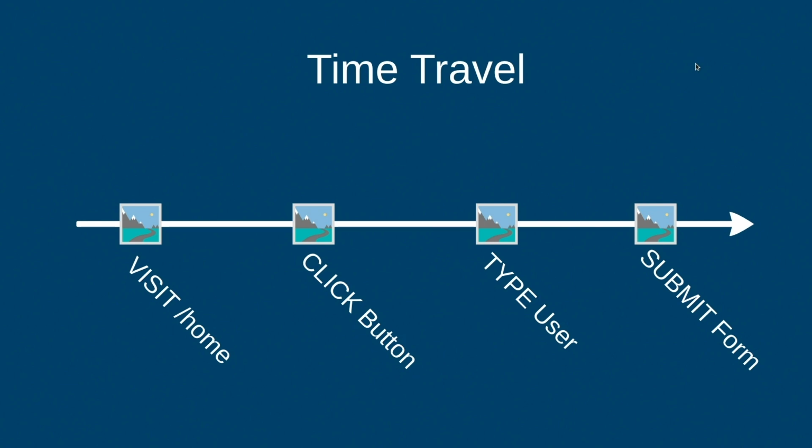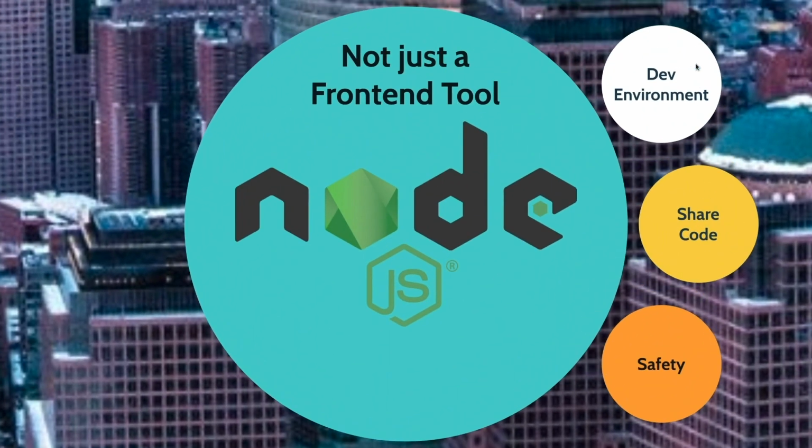But when they don't, you can time travel. So what Cypress does is it takes a snapshot after every action in your end-to-end test. So if you visit the home page, click a button, type your username, and you submit a form, well, there's a bug and you can't type your username. Well, it has a snapshot of what happened after you clicked that button, so you can see visually, hey, the form never appeared on the page. Something might be wrong. That's about it for Cypress.